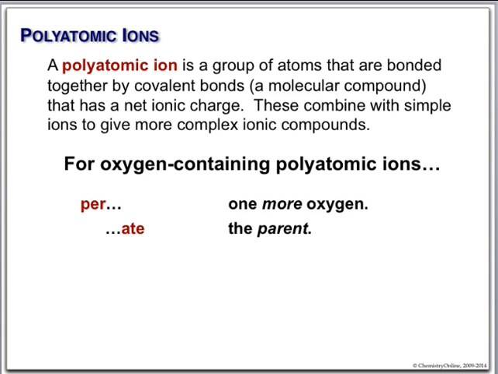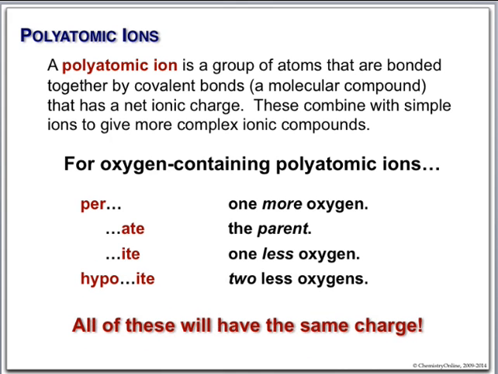If we have one more oxygen and add it to it, we're going to put a per in front. So we could call it persulfate. That means too many oxygens. If we have one less oxygen, we're going to change the ate to ite. So it would be sulfite. And finally, if we have 2 less oxygens, we put a hypo in front of it, hyposulfite it would be.